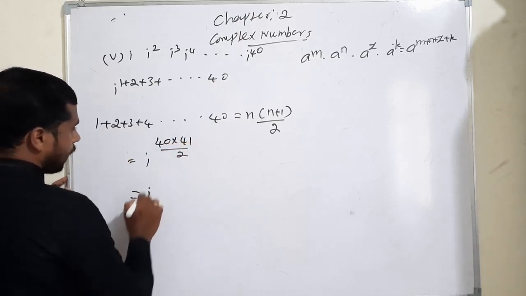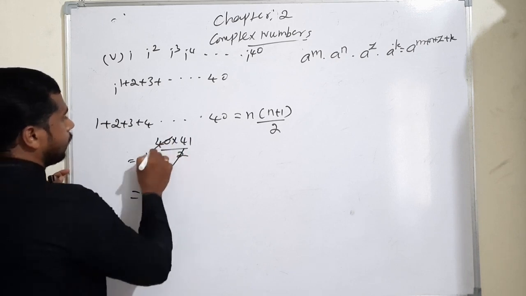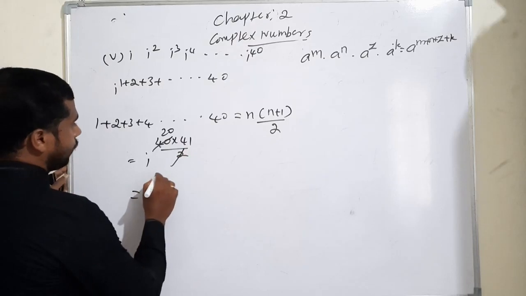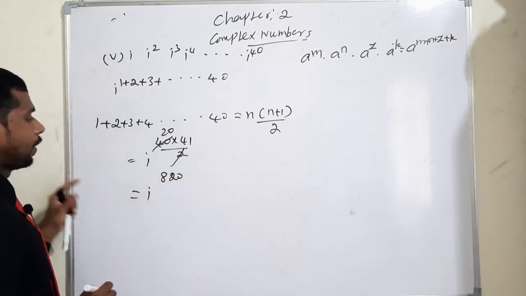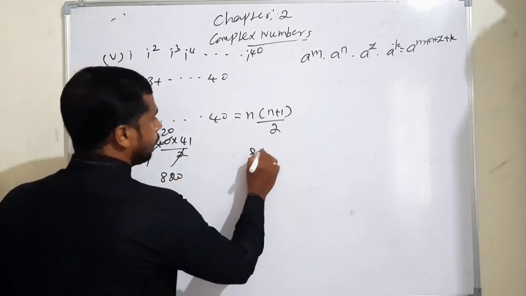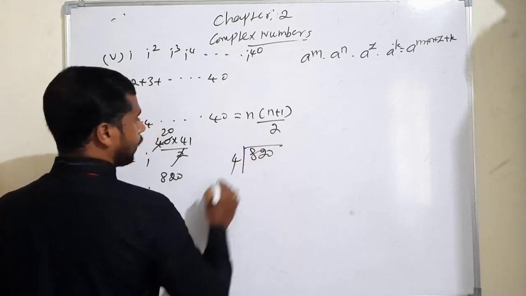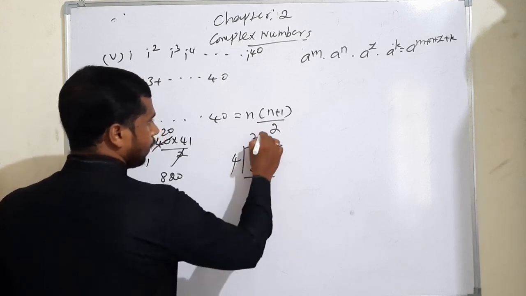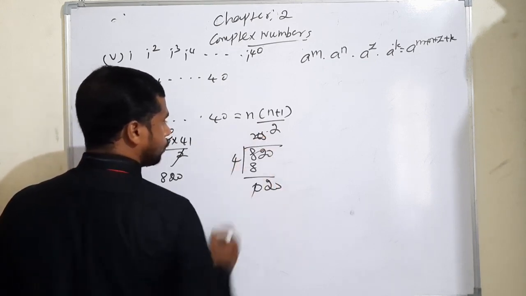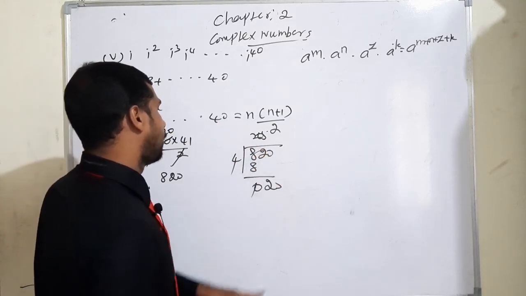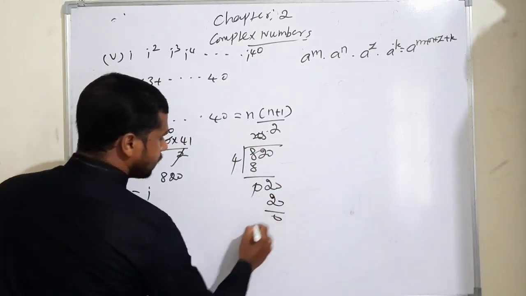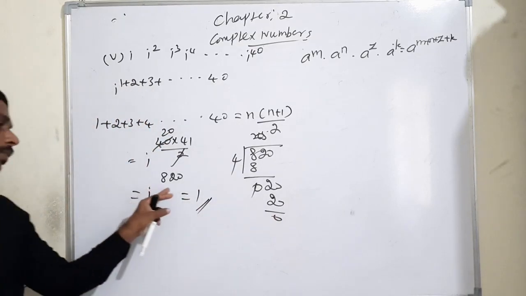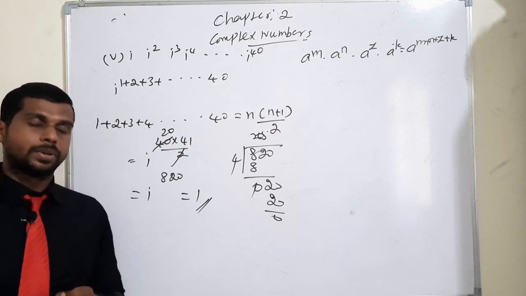Is equal to i to the power 40 into 41 by 2, cancel, 20 times, isn't it? Again 20 into 41, 820, so i to the power 820. So i to the power 820, is it divisible by 4? 820 divided by 4: 2 4s are 8, then 0 will come, then 5 4s are 20, here 0 will come, the next one 205. So it is possible, no? The remainder will be 0, so definitely the value will be 1. Already I told you, if the power is divisible by 4, the answer will be positive 1.